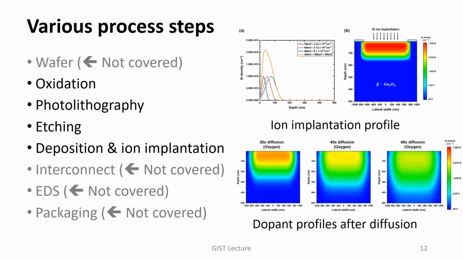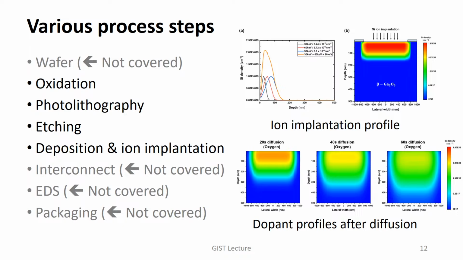So the gray one is not directly covered in the process simulation. For example, at the beginning of chip fabrication, first of all, we have to buy the wafer. However, we believe that we can buy quality wafers from a specialized company. So usually the process simulation is not interested in the wafer itself. After that, we can do the oxidation.